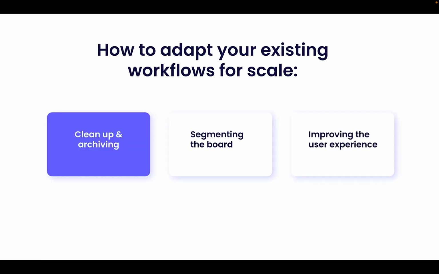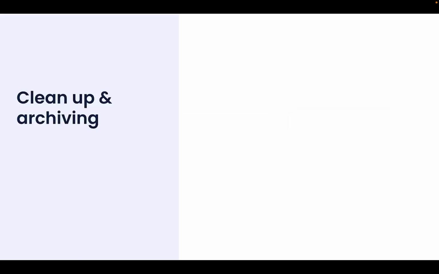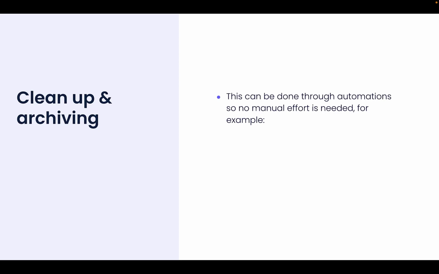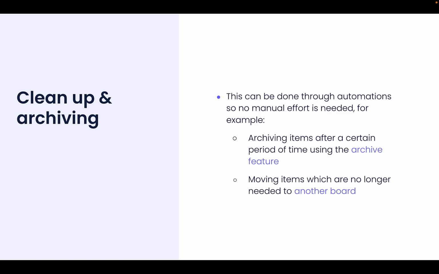So let's start with cleanup and archiving. Since we know that a board which has a lot of items can impact its performance, we recommend reviewing a board which is starting to run into the problems of slow board performance or bad user experience to consider whether all of the items in the board are still needed, or whether some can be removed from the board. There are a few options for removing items from a board to improve performance. These are archiving items after a certain period of time using the archive function, and moving items which are no longer needed to another board.